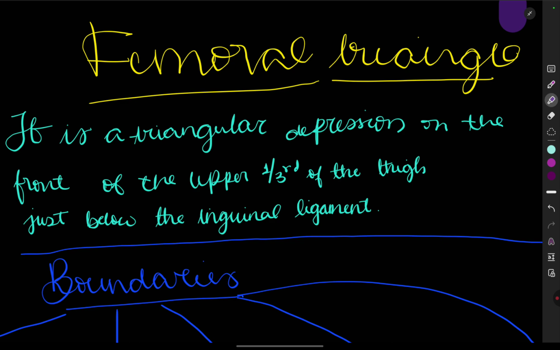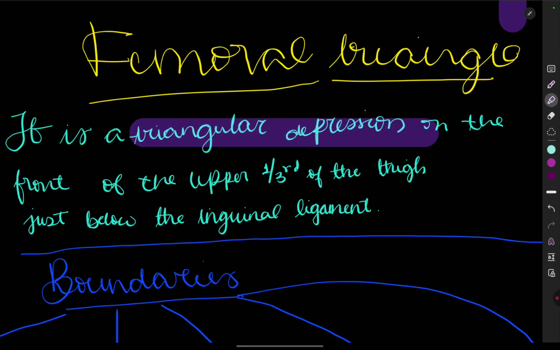In today's video we are going to start the femoral triangle. So what is the femoral triangle? It is a triangular depression on the front of the upper 1/3 of the thigh. The thigh is divided into three sections: the upper, middle, and the lower. The triangular depression is present on the front of the upper 1/3 of the thigh, just below the inguinal ligament. Just remember it is below the inguinal ligament.